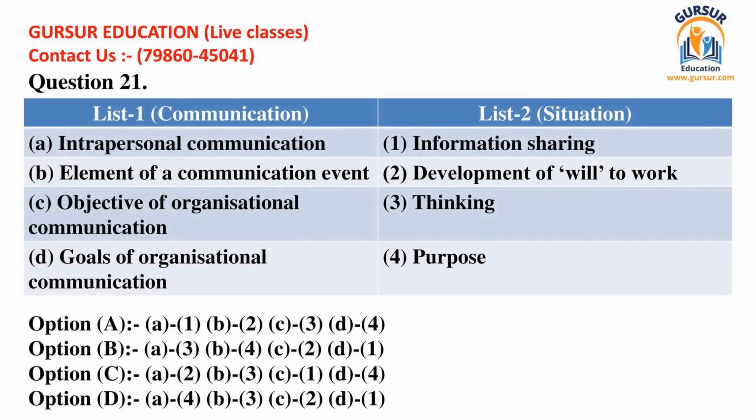Question number 21. Two lists are given in this question. You have to match correct items of list 1 with correct items of list 2. The list 1, communication, contains the following items. A. Intrapersonal communication. B. Element of a communication event. C. Objective of organizational communication. D. Goals of organizational communication. The list 2, situation, contains the following items. 1. Information sharing. 2. Development of will to work. 3. Thinking. 4. Purpose. Below are given the options with different matches. You can pause the video and choose the appropriate answer. The right answer of the question is option B. We suggest you to pause the video to analyze and learn the correct combination.